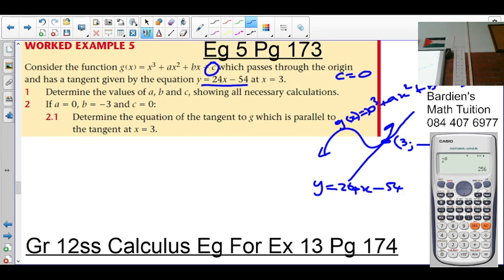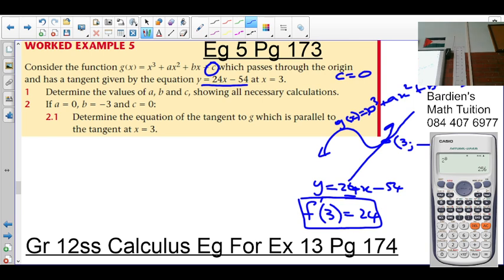So what does that mean to say? That means to say that that is your gradient, people. That's your gradient. So that means to say that g prime of 3 is equal to 24. Vital information. Why? Because when they ask you to determine the equation of the tangent, what do we do? Apply the first derivative, we substitute the x value in at that point, and we get the gradient out.